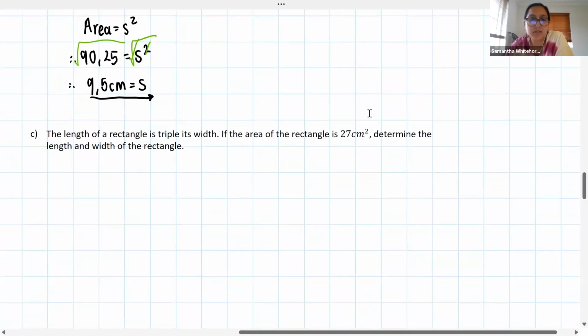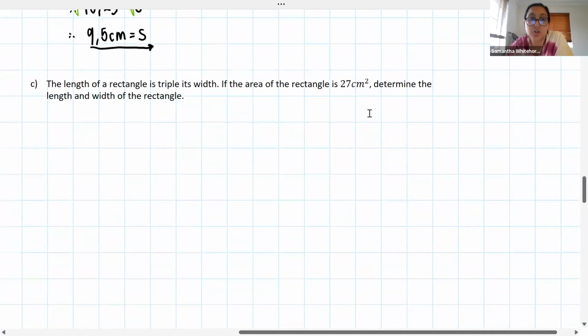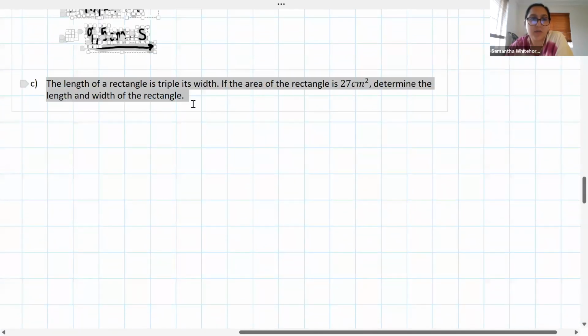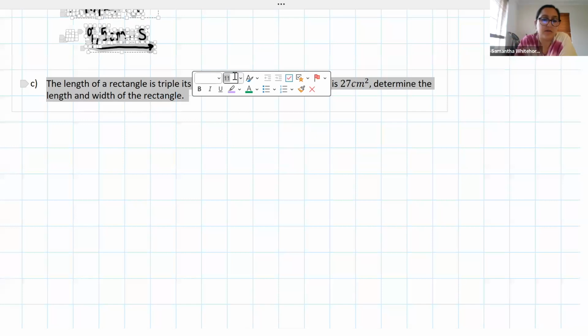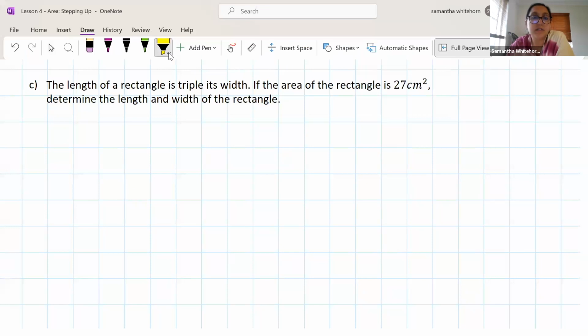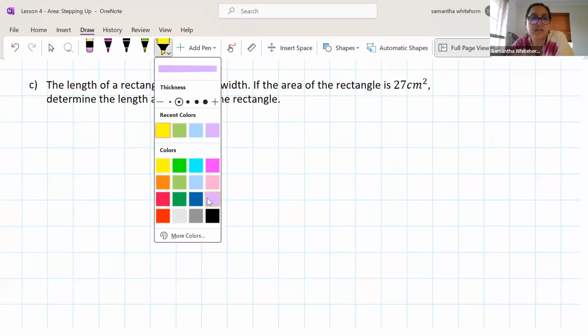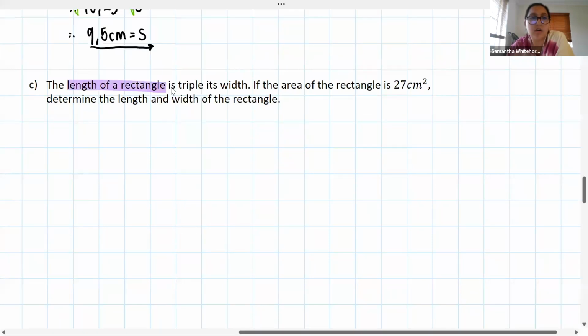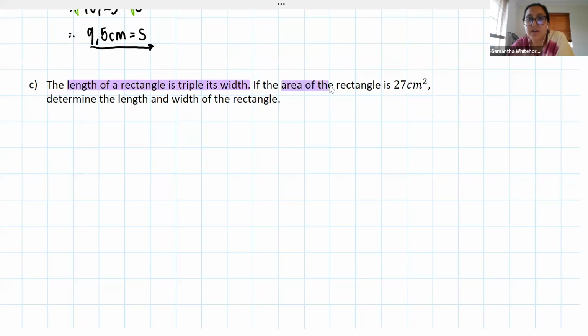Alrighty, so let's try question C. So I'm going to read it with you, and we'll just make it a bit bigger so we can see what we're doing. Now, like I said, slightly different shape. So I have said that the length of a rectangle is triple its width. If the area of the rectangle is 27 centimeters squared, determine the length and width of the rectangle.